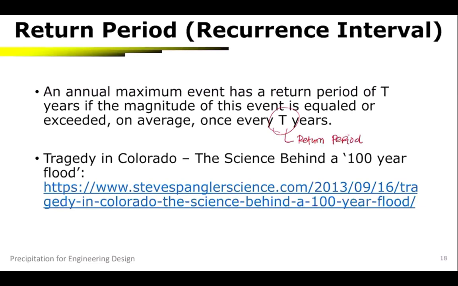And the way we design our systems is we make sure that they can withstand what's called a 100-year flood. And the reason why we do that is to protect homes, the people, businesses, like everything. We're trying to make sure our infrastructure is able to withstand this 100-year storm.